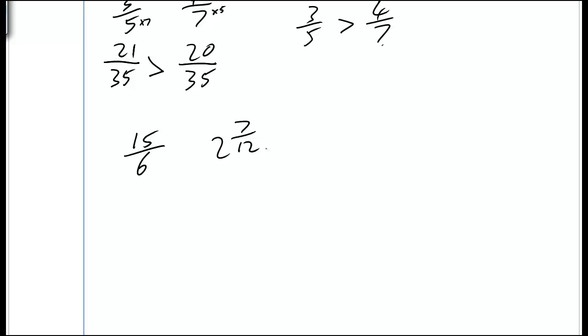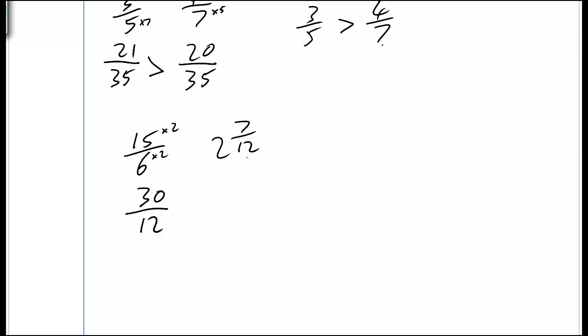Now, we've got to get them to a common denominator. So the common denominator we'll make is 12, because 6 goes into 12. So you go, right, let's rewrite this fraction here with a denominator of 12. What have we got to multiply 6 by to give you 12? You've got to multiply it by 2. So that means we have to multiply the 15 by 2.